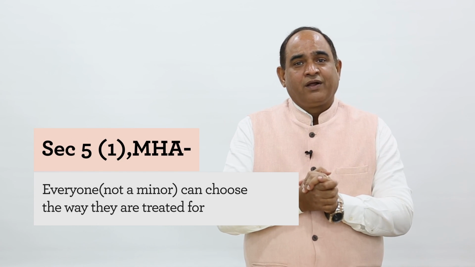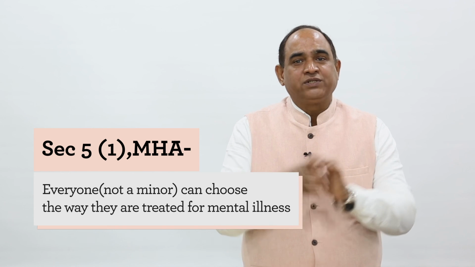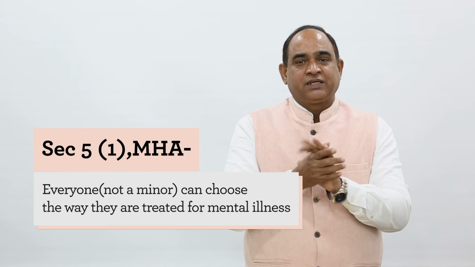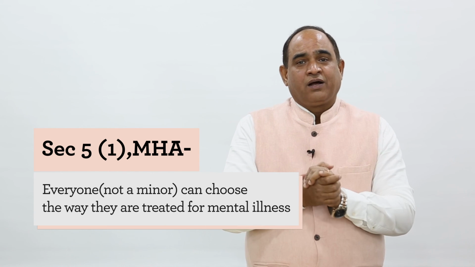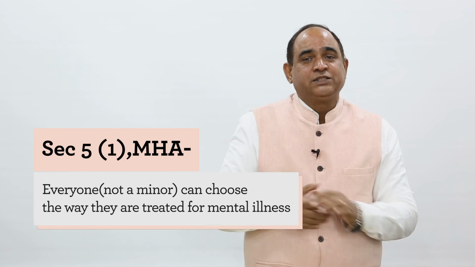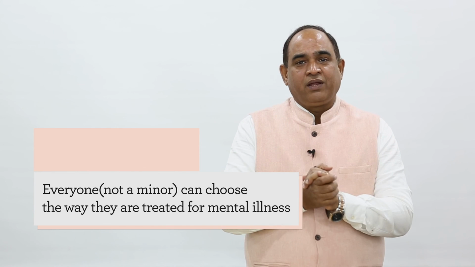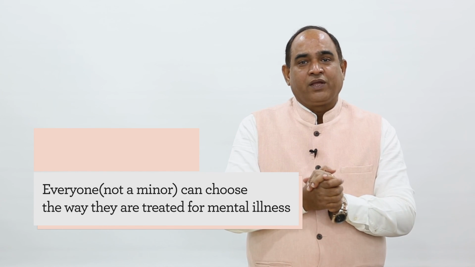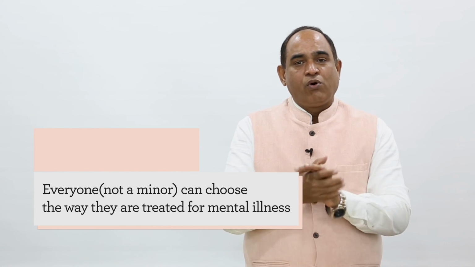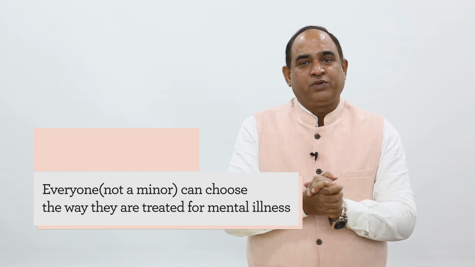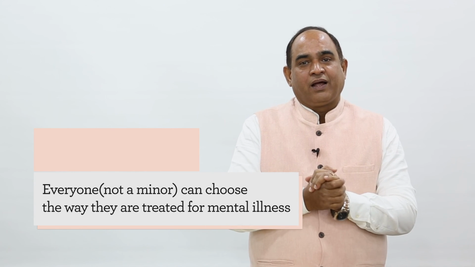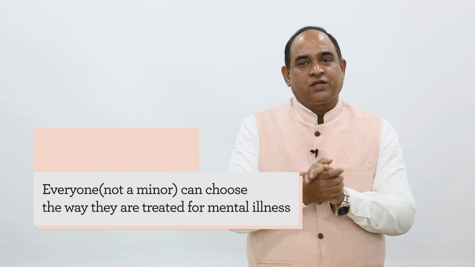Now, Section 5 also has a provision for an advance directive by a person who is affected by mental illness, in that a person who is not a minor can specify the manner in which he or she can be treated, and in collaboration with a mental health board, and this directive has to be supported by an authorized medical doctor and the authorized mental health board.